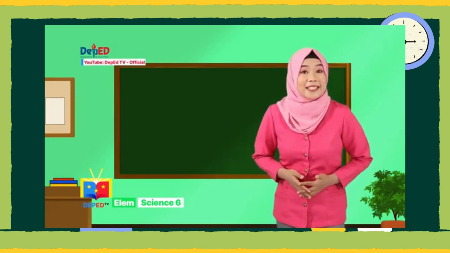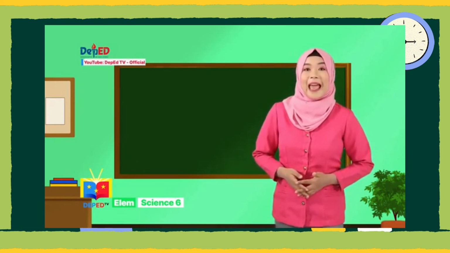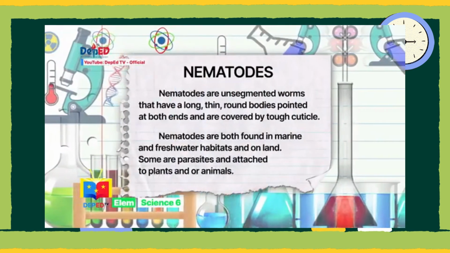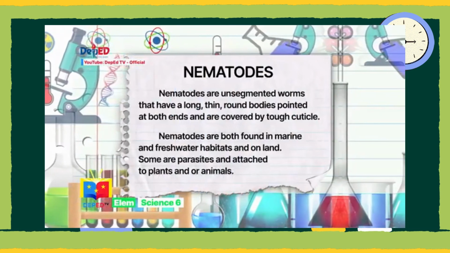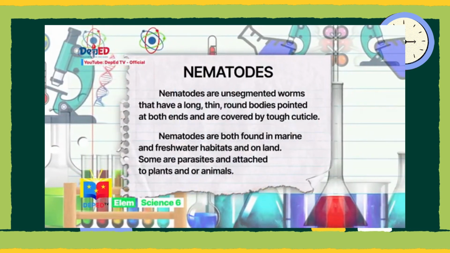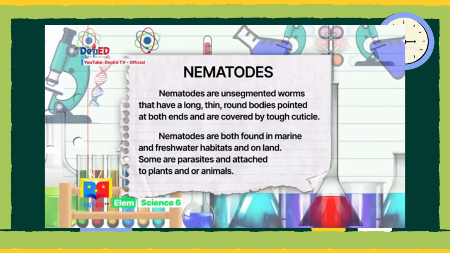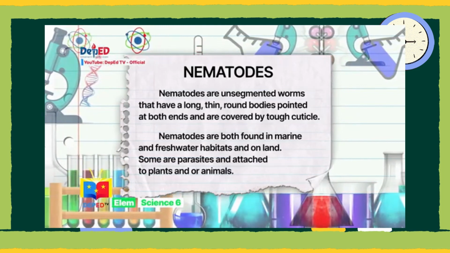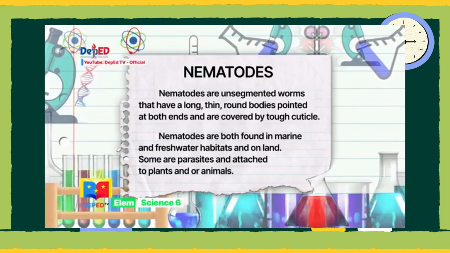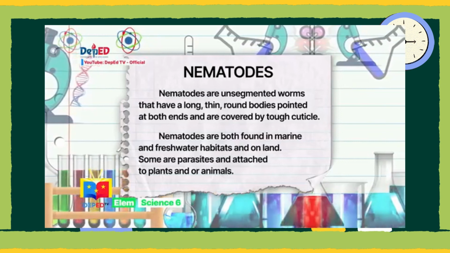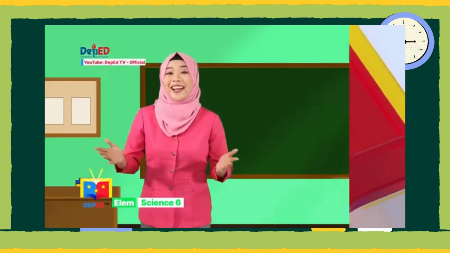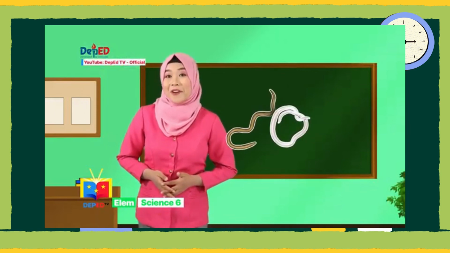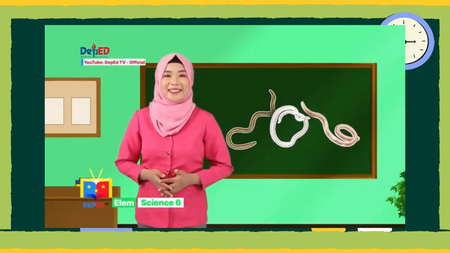Science-minded learners, it's time to know more about the nematodes and their characteristics. Nematodes are unsegmented worms that have a long, thin, round bodies pointed at both ends and are covered by tough cuticle. Nematodes are both found in marine and freshwater habitats and on land. Some are parasites and attached to plants and/or animals. Here are the examples of nematodes: ascaris, vinegar eel, and hookworms.